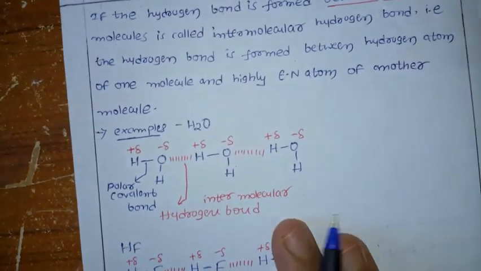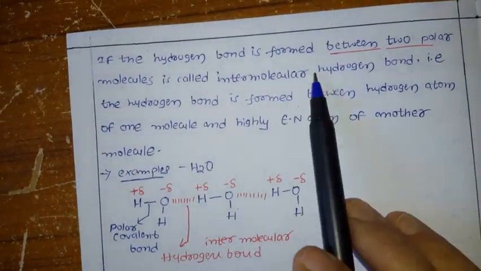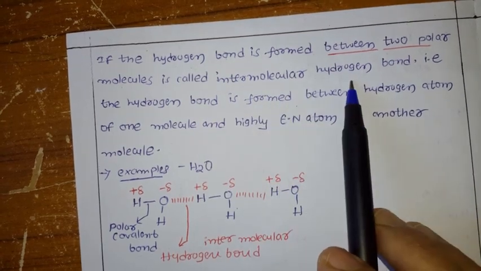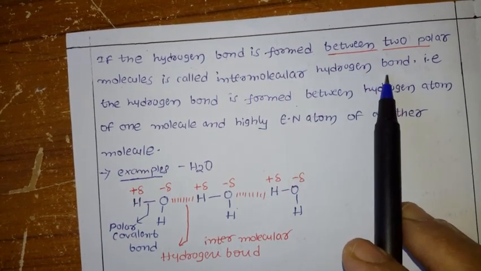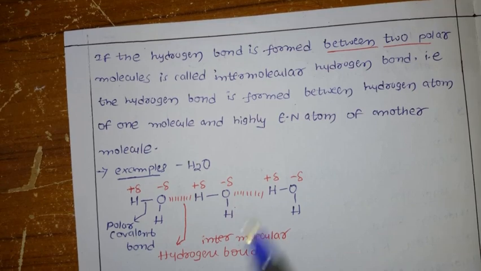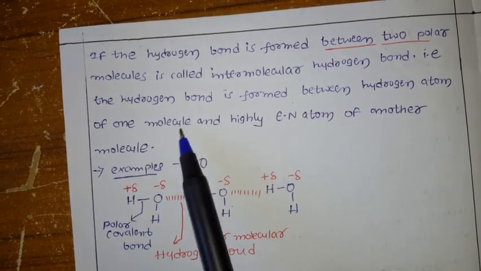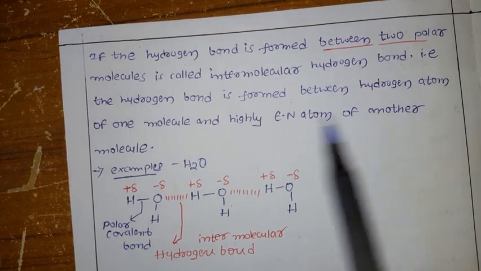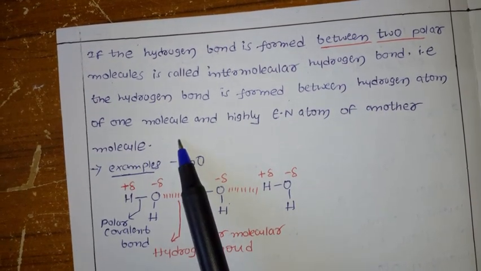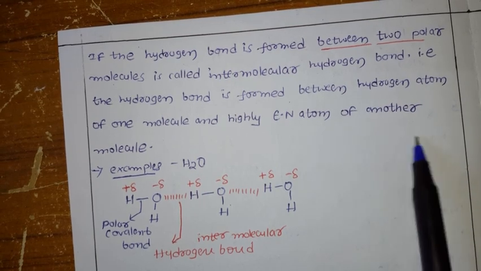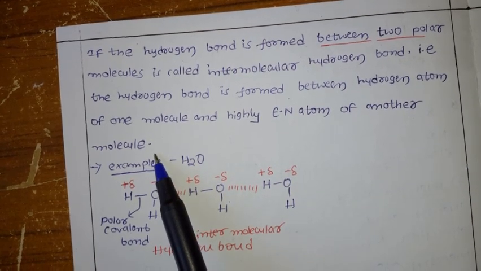If the bond is formed between two polar molecules, it is called intermolecular hydrogen bond. Means we are talking about the one between two molecules, that is called inter. The hydrogen bond is formed between the hydrogen atom of one molecule and the highly electronegative atom of another molecule. Let us go for the example.